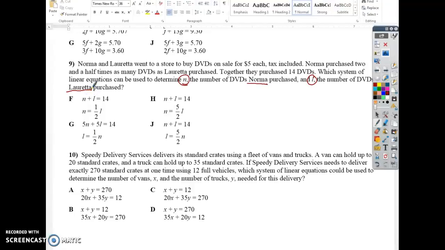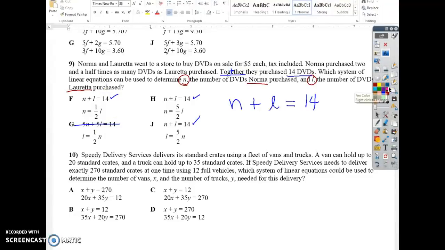Okay? So let's start back up. One of the sentences said that together they purchased 14 DVDs. So together means Norma plus Loretta equals 14. Okay? And all of them say that, except for this one. So that one's wrong. Because they're thinking that it's $5 for Norma, $5 for Loretta, but that doesn't make sense because it's money, and this 14 doesn't mean money. We're talking about the number.